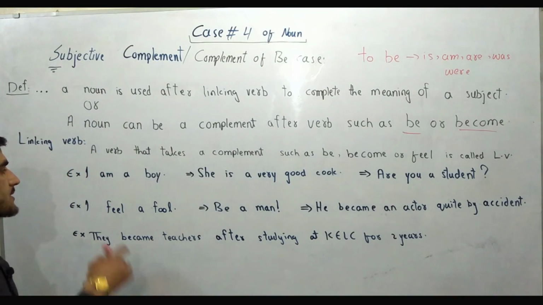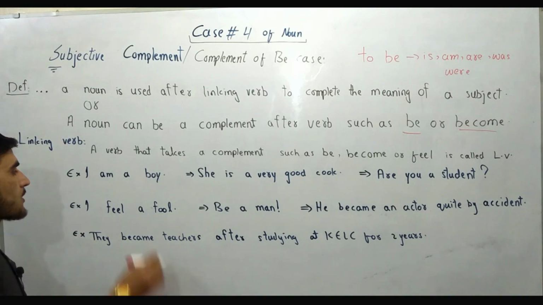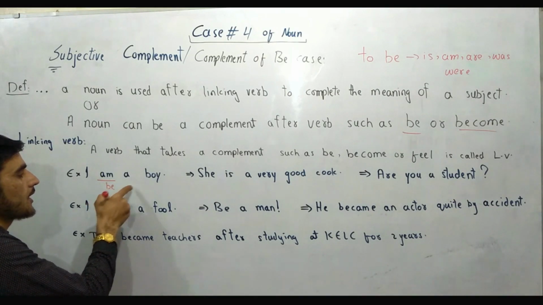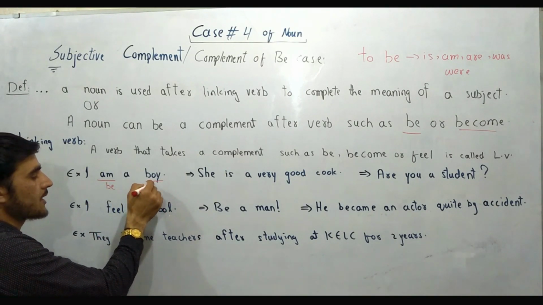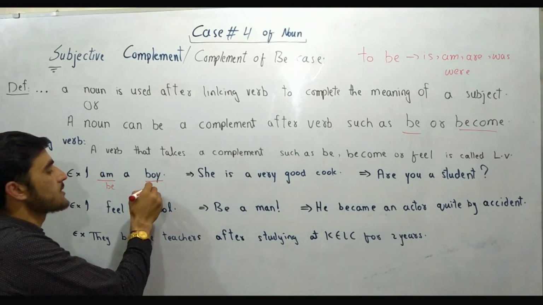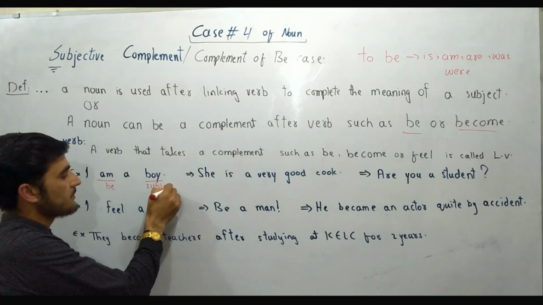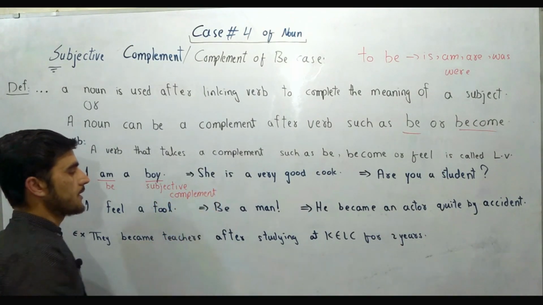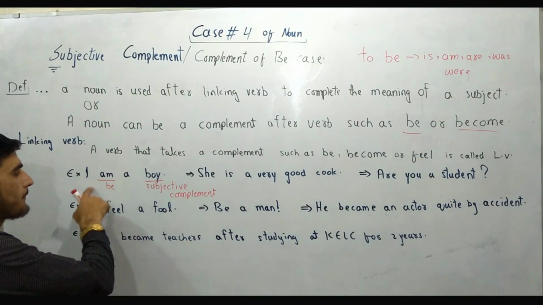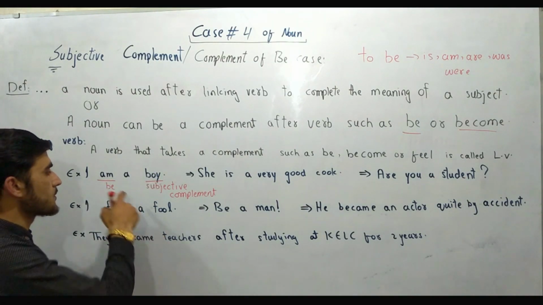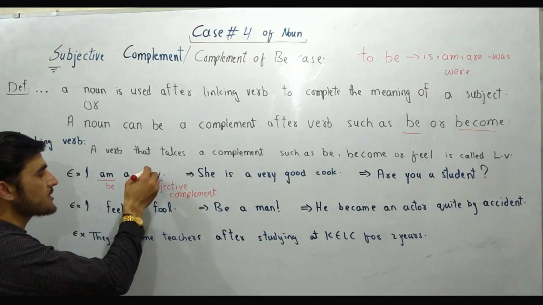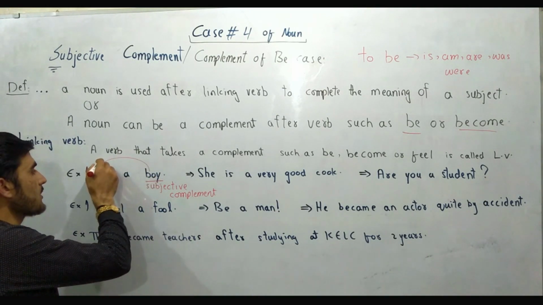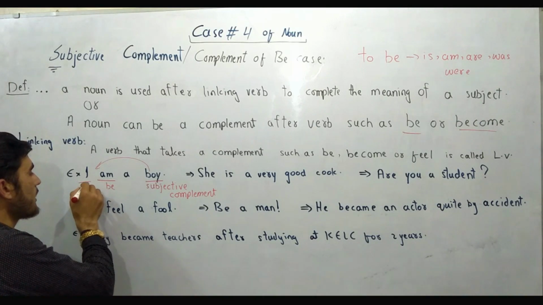Now I've given some examples. Example number 1, I am a boy. In this example, am is the form of to be verb, that is be, and boy is our noun. In this case, this noun is subjective complement because it completes the meaning of subject, right? It completes the meaning of I am. I am what? The meaning isn't completed. So if I say I am a boy, the boy functions here as a complement, and that is subjective complement because it completes the meaning of the subject, and the subject is I.